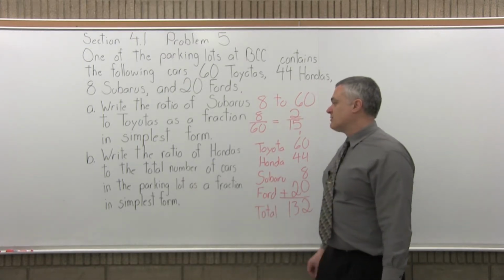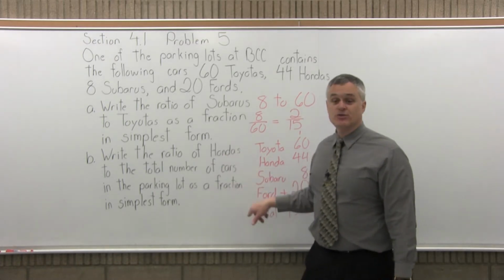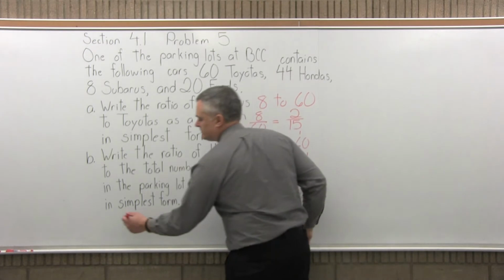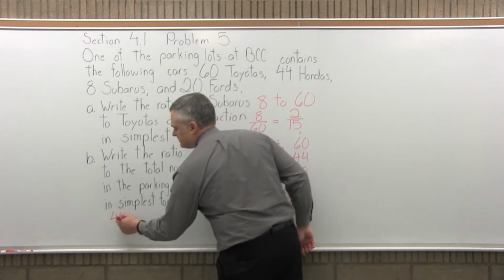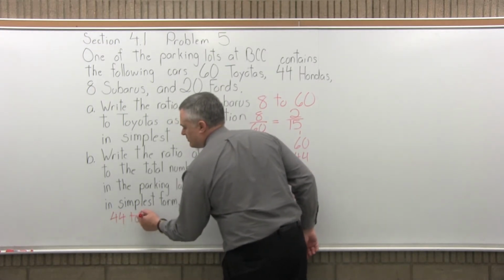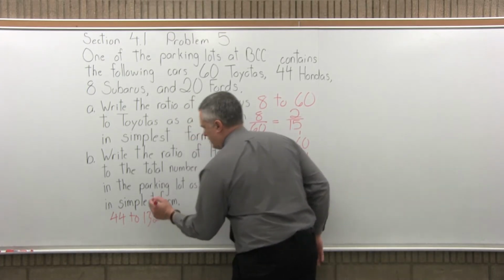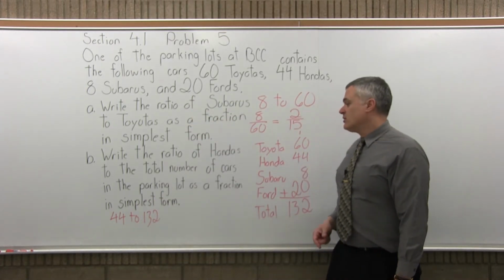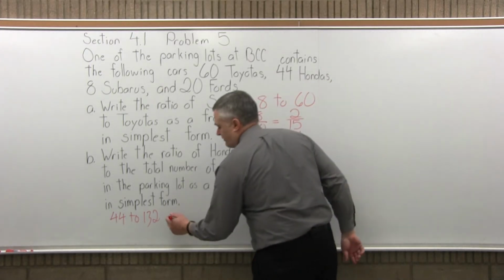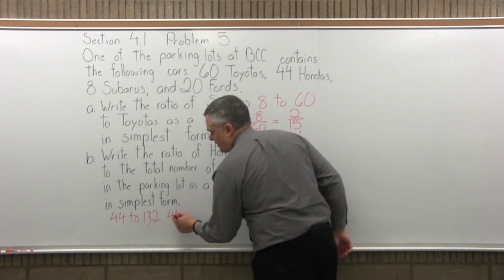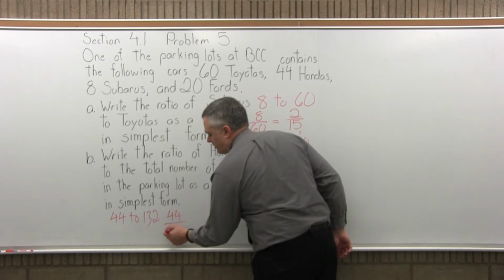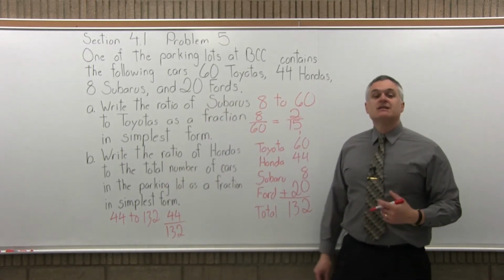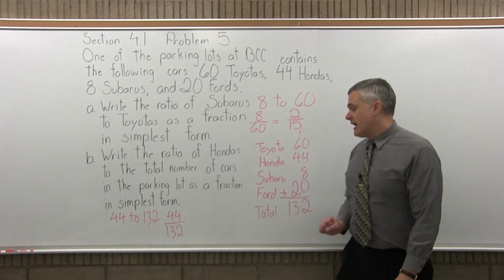Now, back to the question, part B, the ratio of Hondas to the total. So Hondas is given at 44 to the total we figured out was 132. So there's a ratio of 44 to 132. Now let's convert that to a fraction. So the 44 would be in the numerator, the 132 in the denominator. And then it says simplest form, so I can reduce that.